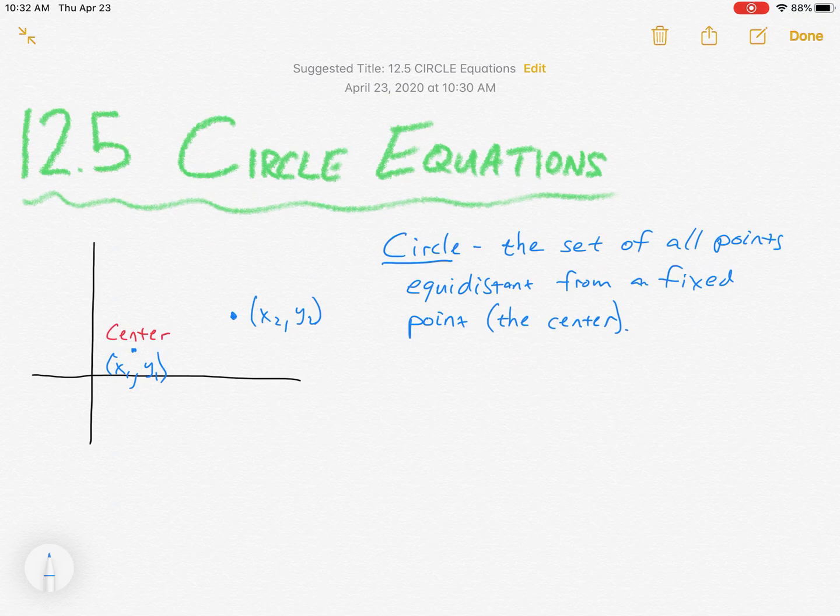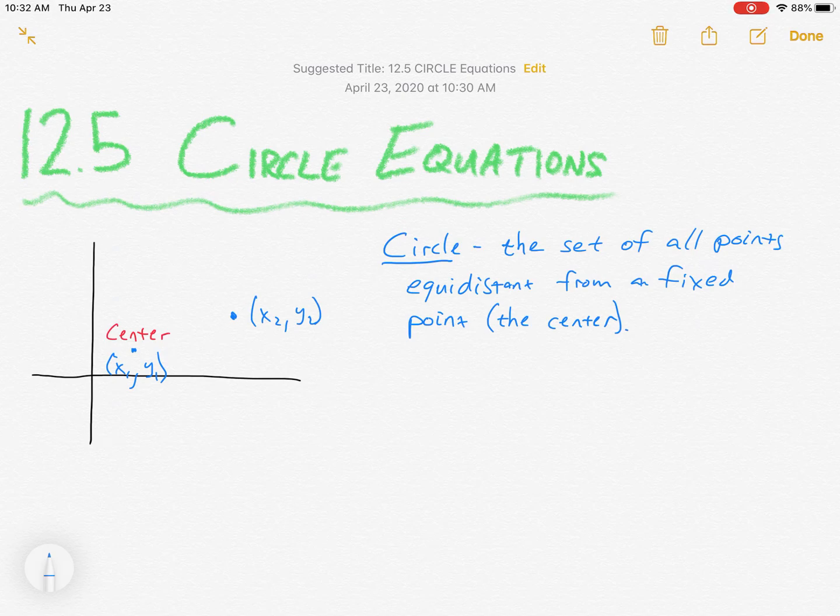But what I'm referring to is, is there a way to predict every point on a circle, to describe the infinite number of points that go around the center of a particular circle? And there is. And that's what we're going to talk about today.